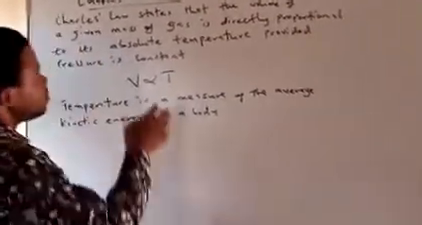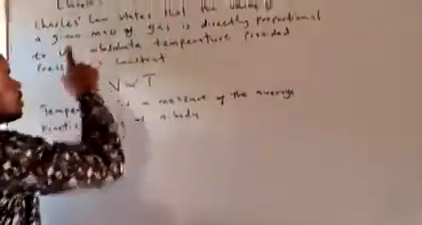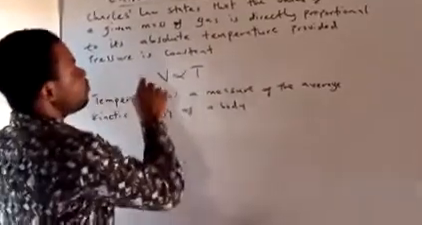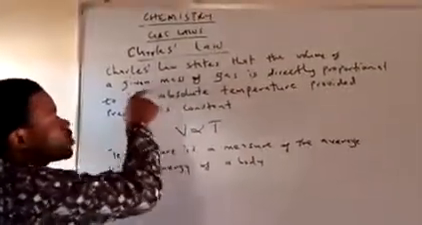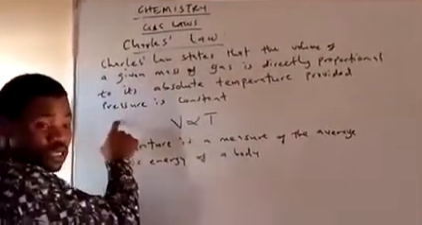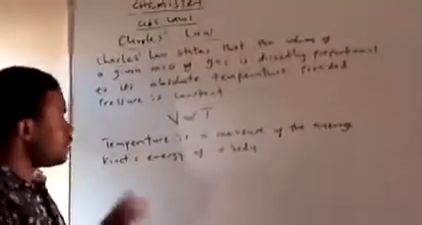Yes, so these 3 things will affect volume: the mass, the temperature, and the pressure. So if you want to study the relationship between volume and temperature, we must keep mass constant. We must also keep pressure constant. Are we together? Yes.